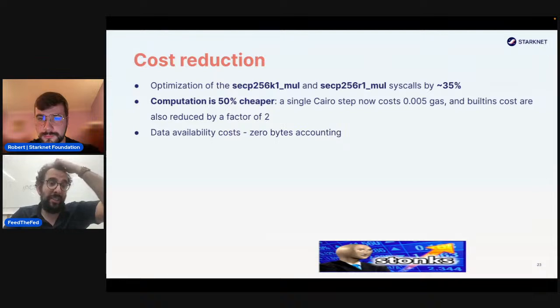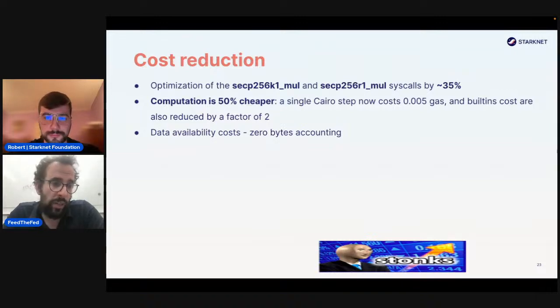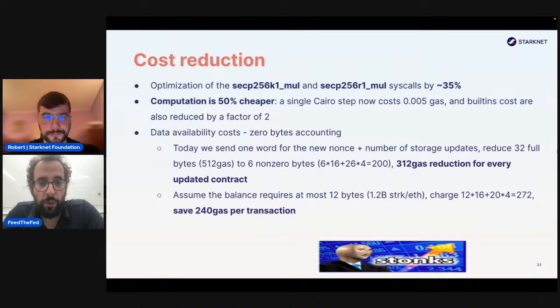But today we are not accounting for zero bytes, which are cheaper on Ethereum. So we reduced some of the costs in an ad hoc manner. And this cost reduction will affect every single transaction. So every single transaction updates the nonce.